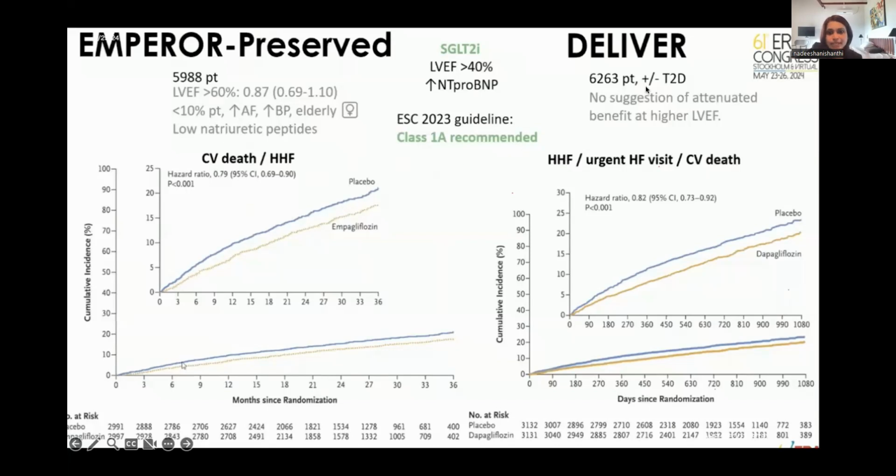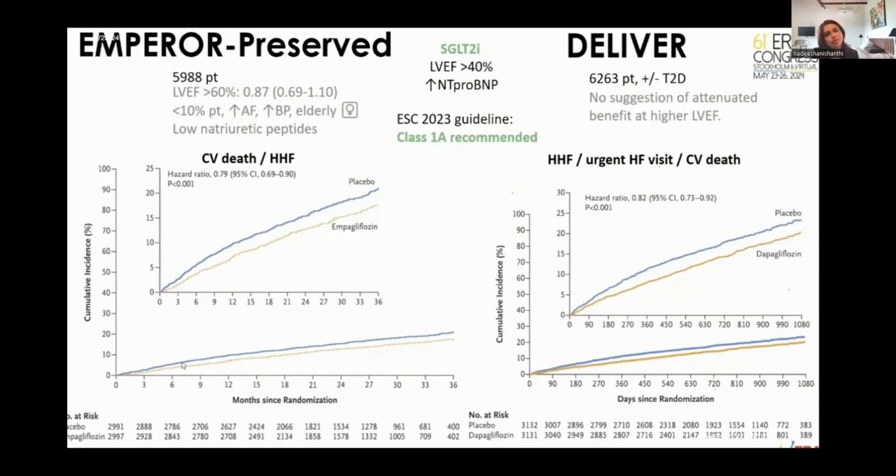And then came the DELIVER trial that used dapagliflozin, and 6,263 patients were included. And this also showed a significant reduction in hospitalization with heart failure as well as cardiovascular deaths in the dapagliflozin treatment group compared to the placebo. So both trials showed that with SGLT2 inhibitors, there's a significant reduction in cardiovascular deaths as well as hospitalization with heart failure.